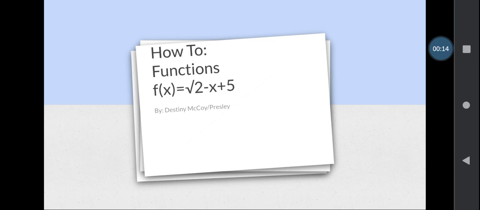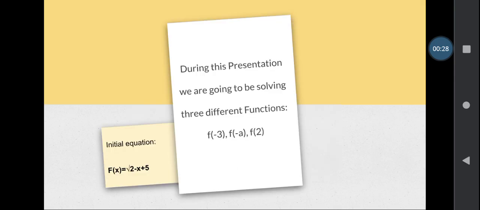My assigned function was f of x equals the square root of 2 minus x plus 5. So we are going to solve 3 different equations using this initial function. During this presentation, we're going to be solving f of negative 3, f of negative a, and f of 2.